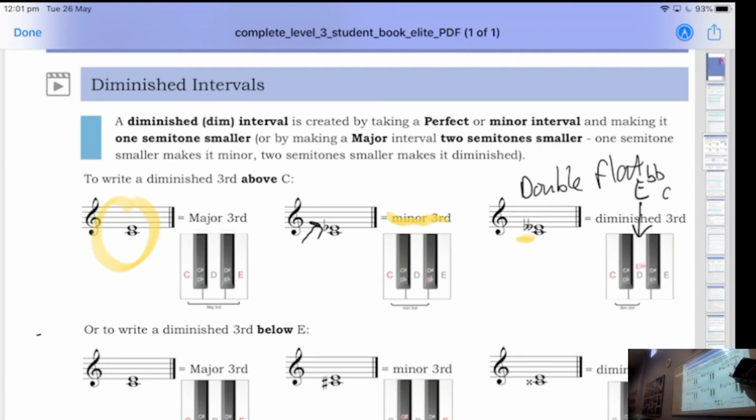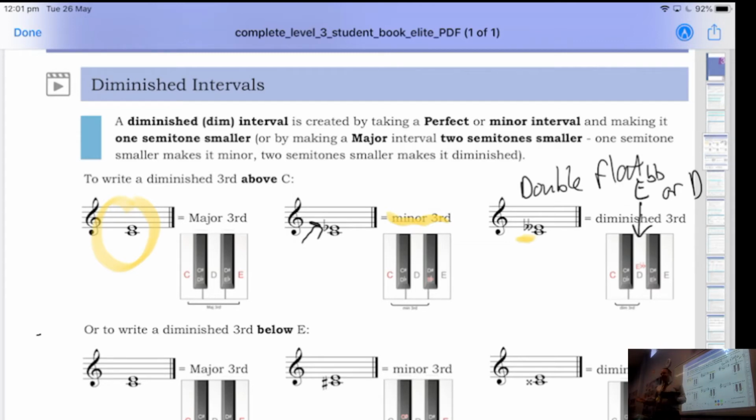So, in reality, what's that sounding like? What's C to D? A second, yeah. So this diminished third really sounds like a second. In oral studies, when we do questions using our ears, I'll never ask you to identify diminished intervals, because you can't tell the difference between, say, a diminished third and a major second, because they sound the same. In fact, you could write diminished second and you'd get the answer right.